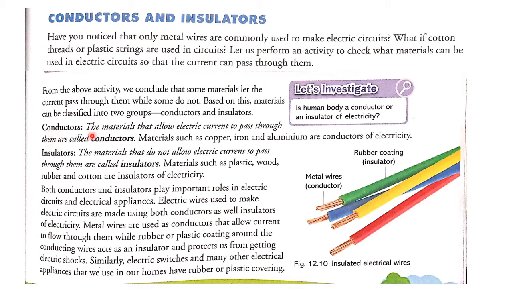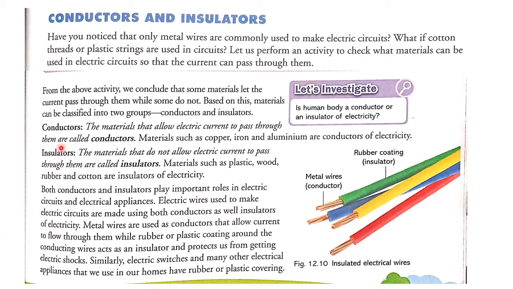Now we will see conductors. The materials that allow electric current to pass through them are called conductors. Materials such as copper, iron and aluminium are conductors of electricity. So children, you see here conductors. These allow electric current to pass through them, and examples are given here: copper, iron, aluminium.